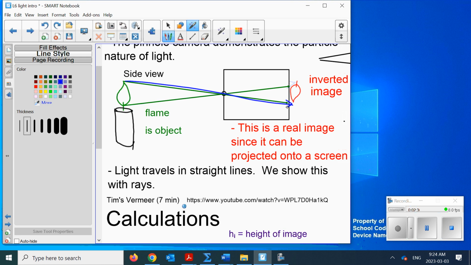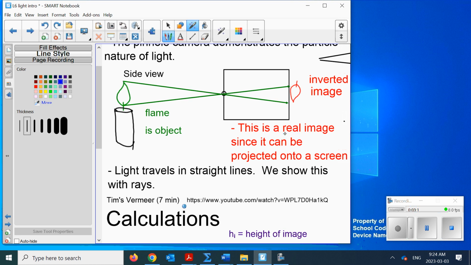Then draw yourself a flame that's upside down. I only put the candle wick here so you can definitely tell it was upside down. The term we use is inverted image. Invert means upside down. This is a real image. You might want to underline real because it can be projected onto a screen. In physics, when we say something's a real image, it can be projected on a screen.